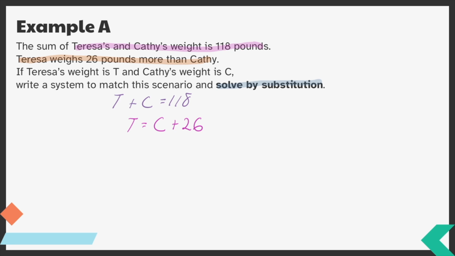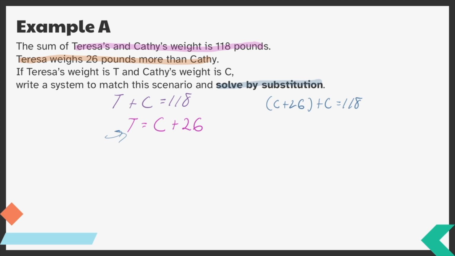Now, the next thing it asks us to do is to solve this using substitution. So we must use substitution by plugging one of our equations into the other one. Now, good news, our second equation is already set up where it's equal to T. So we don't have to move everything around, as one of our variables is already isolated. So we know T can stand for C plus 26. So we're going to plug that into our equation above. We're going to use parentheses so that we end up with (C plus 26) plus C equals 118.